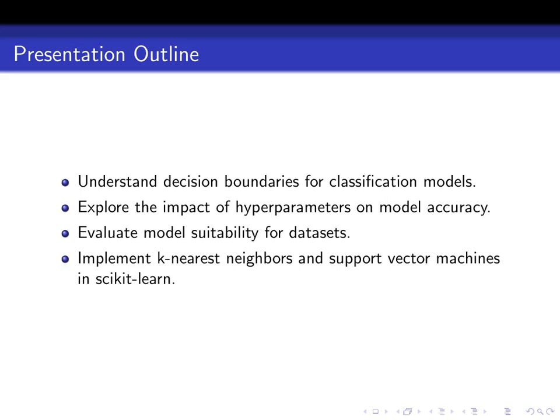First, we'll learn how to understand decision boundaries for classification models. We'll discuss the impact of hyperparameters on model accuracy and how to evaluate whether a model is a good fit for a dataset. Finally, we'll implement two popular classification methods: k-nearest neighbors and support vector machines, using Python's scikit-learn library. This outline sets the stage for understanding both the theoretical and practical aspects of cell classification.